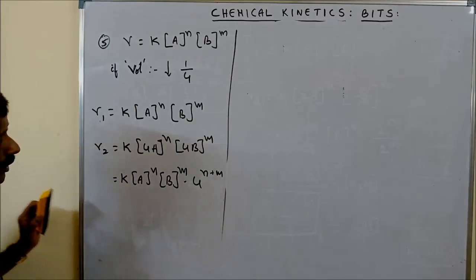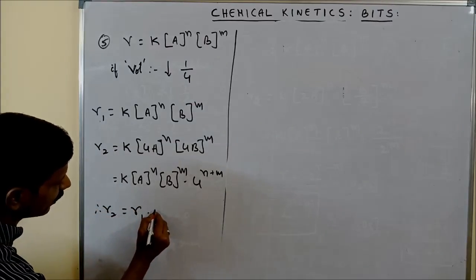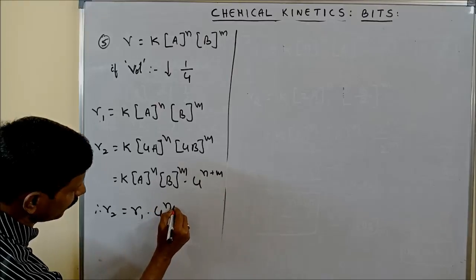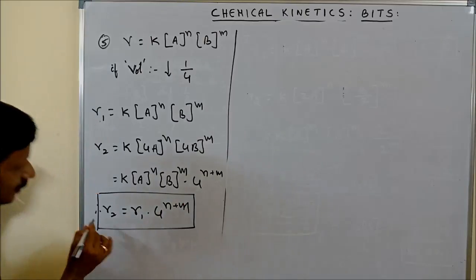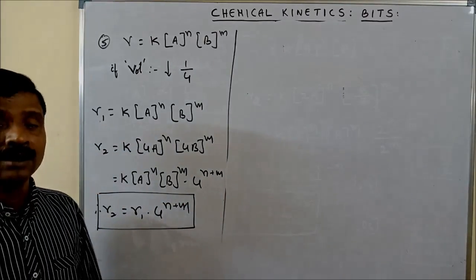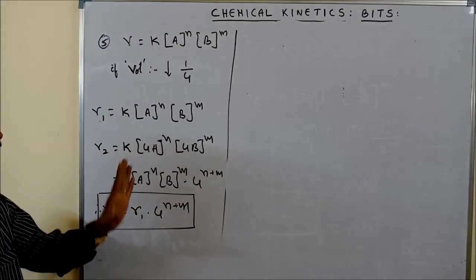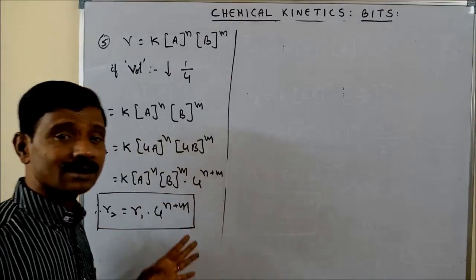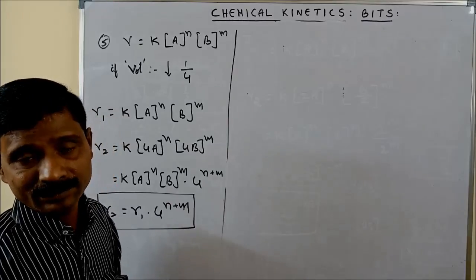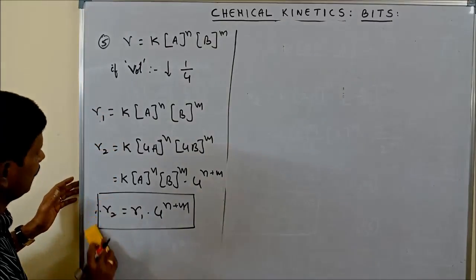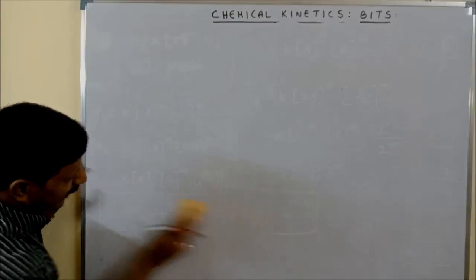Okay, so that we have to consider, but it is R1. Therefore R2 equals R1 into 4 into 4 power n plus m. Like this also we have to analyze the new rate when compared with the initial rate. So be clear about the change in concentrations of the substances or the change in volume of the reaction vessel.